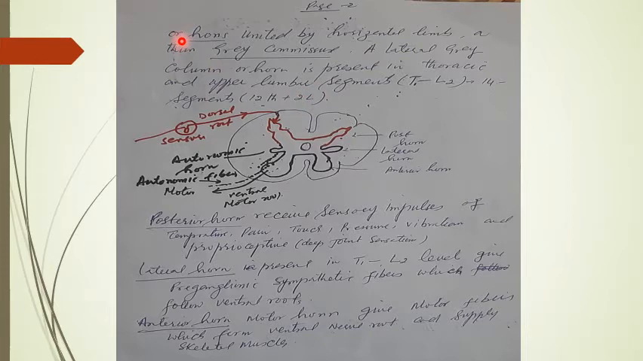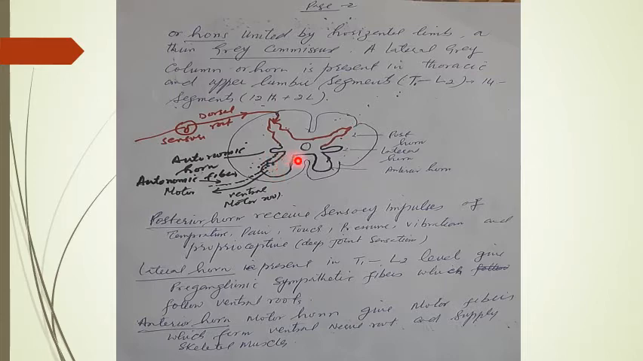The horns are united by a horizontal limb, a thin gray commissure. A lateral gray column or horn is present in the thoracic and upper lumbar segments. This is the posterior horn, this one from here up to here. This one is the lateral horn, and this is the anterior horn.